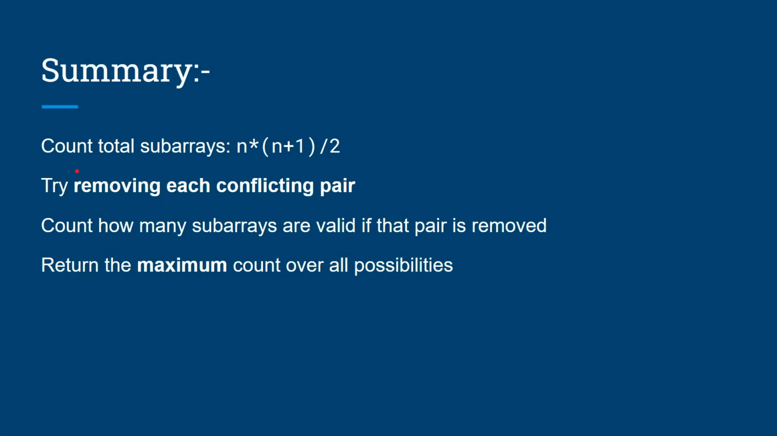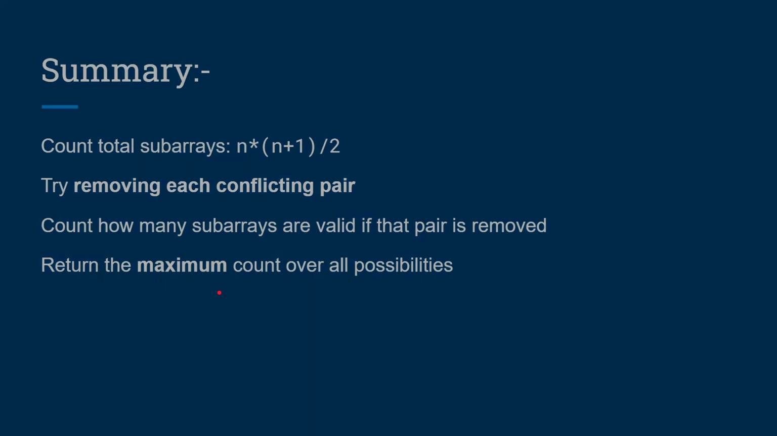So if we summarize, the total number of subarrays is n into n plus 1 by 2, and you will try removing each conflicting pair. First of all, count the total subarrays. If n is 4, then 4 into 4 plus 1 by 2 means 10 will come. Then we'll try removing each conflicting pair. There will be two scenarios that you can try by removing, and you can count how many subarrays are valid. If the pair is removed, you have to find the maximum count over all the possibilities, so you have to track the count. Understand?